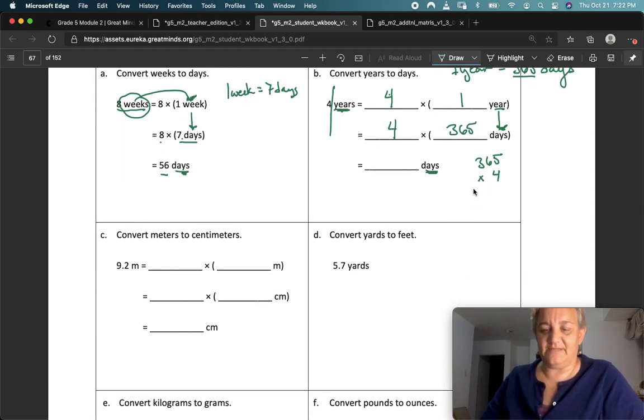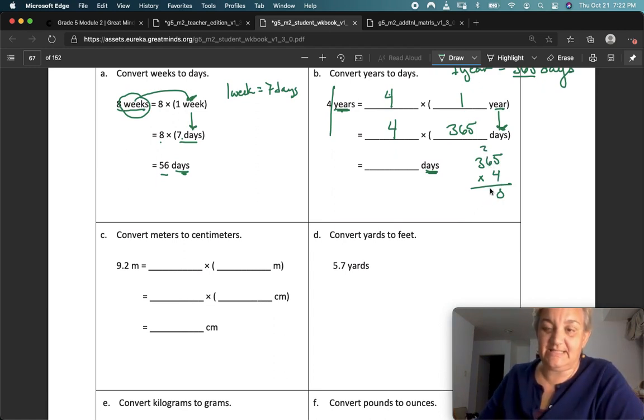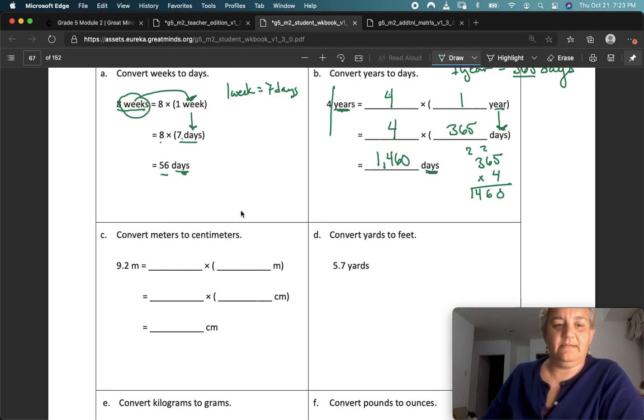4 times 5 is 20, carry the 2. 4 times 6 is 24, plus 2 is 26, carry the 2. 4 times 3 is 12, plus 2 is 14. Now here's my answer. I have 1,460 days in 4 years, okay?